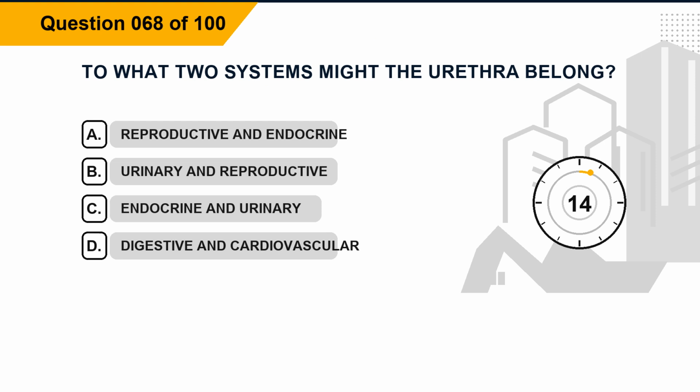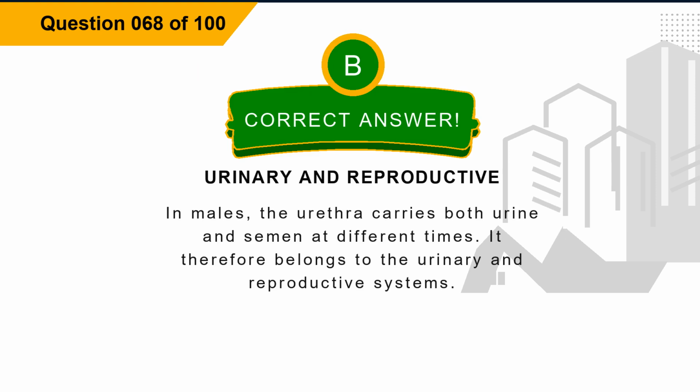Question 68. To what two systems might the urethra belong? Option A, reproductive and endocrine. Option B, urinary and reproductive. Option C, endocrine and urinary. Option D, digestive and cardiovascular. The correct answer is option B, urinary and reproductive. Explanation. In males, the urethra carries both urine and semen at different times. It therefore belongs to the urinary and reproductive systems.